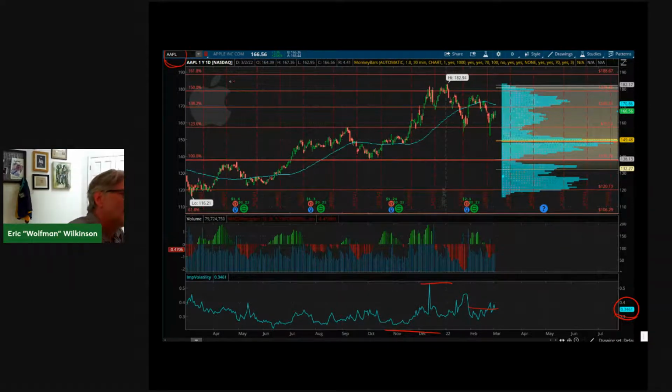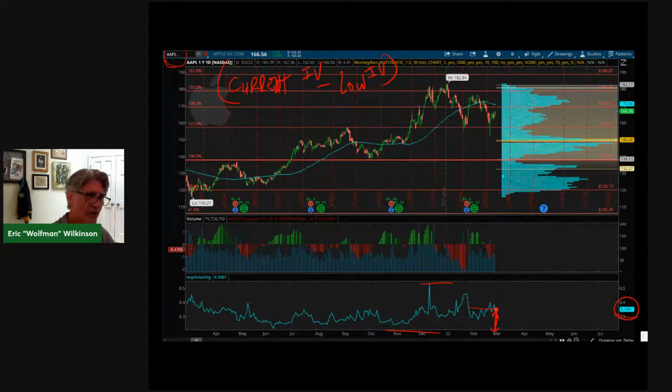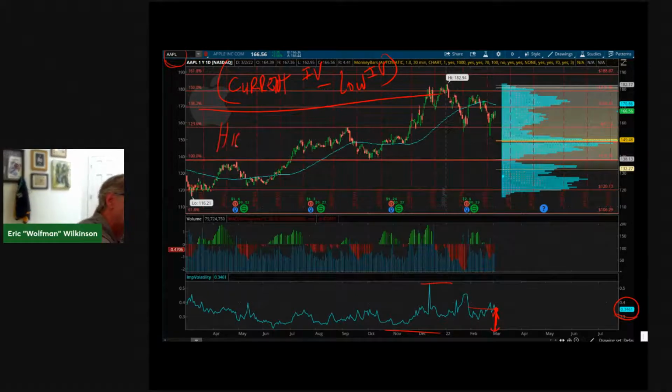So what you do is you take the current implied volatility and subtract the low. What this part of the equation does is tell me where this number is in relation to the low. It tells me how far off the low I am. And then I take that sum and divide it by the entire range, or the high IV minus the low IV.